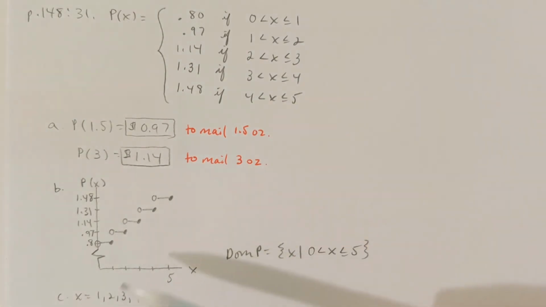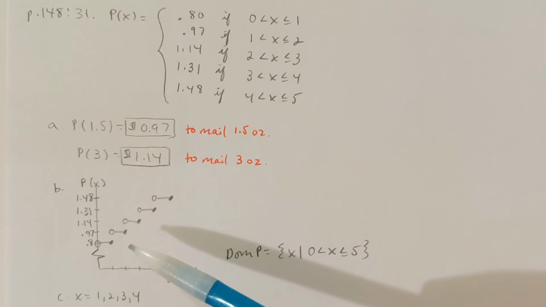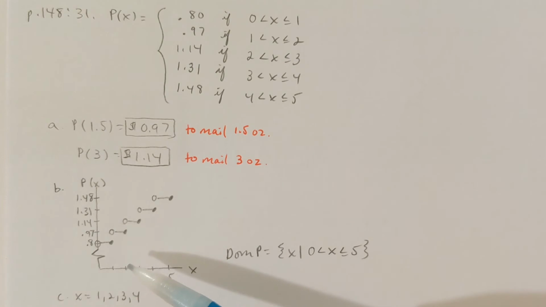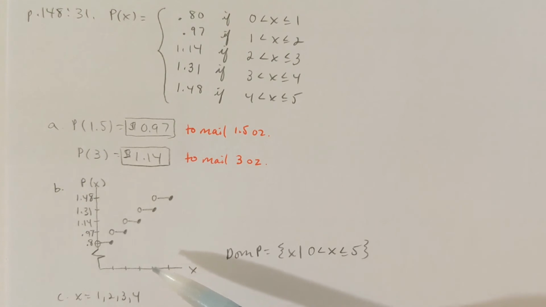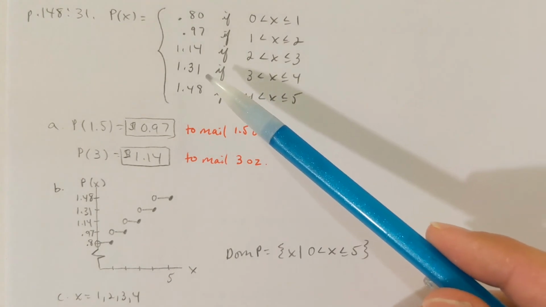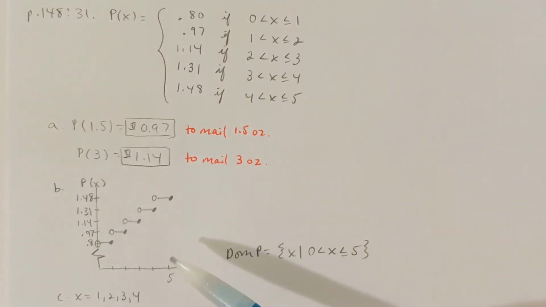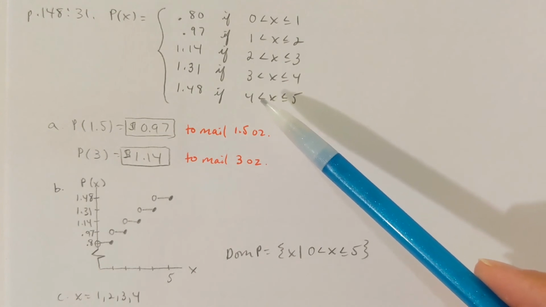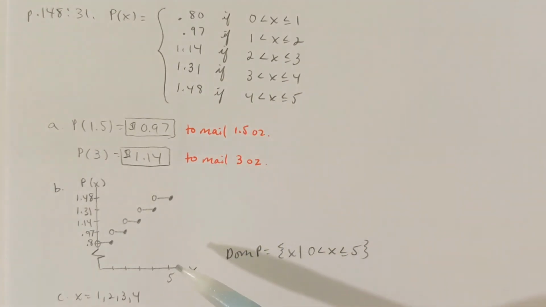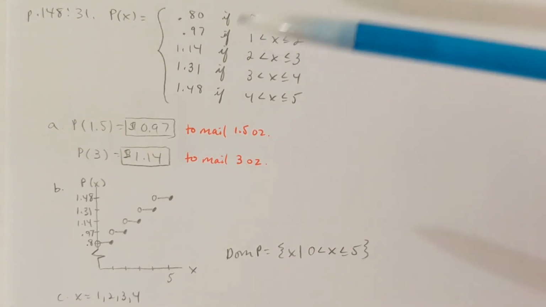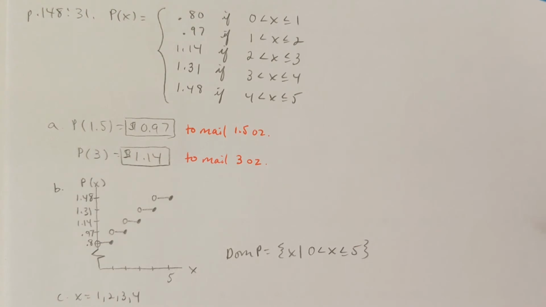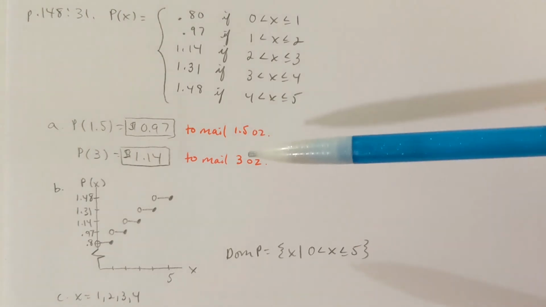If x is 1 to 2, not including 1, it costs 97 cents. If x is going from 2 to 3, not including 2, it costs $1.14. If x is going from 3 to 4, not including 3, it costs $1.31. And if x is going from 4 to 5, not including 4, it costs $1.48. So you basically have a 17-cent jump at each additional ounce for mailing a package.